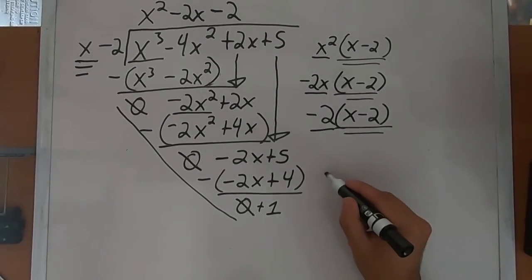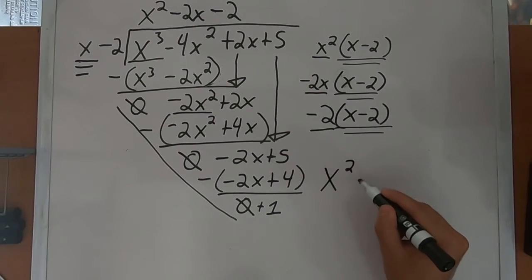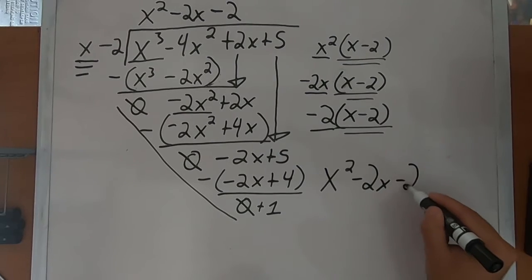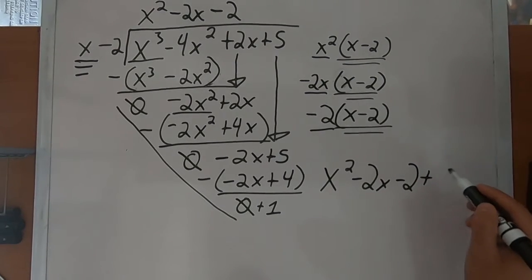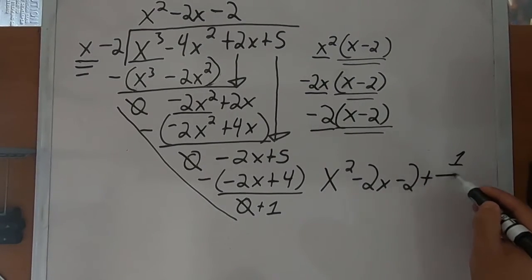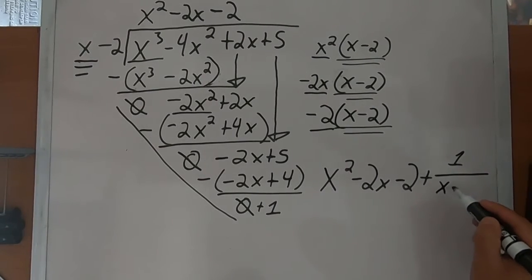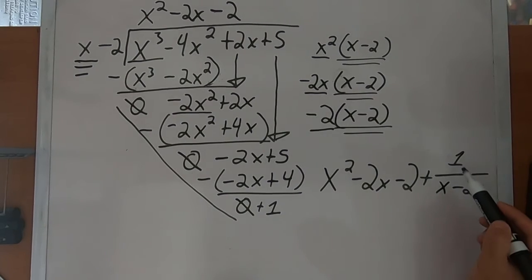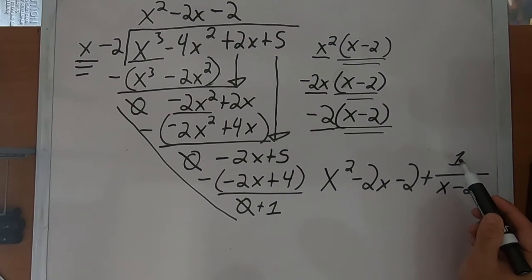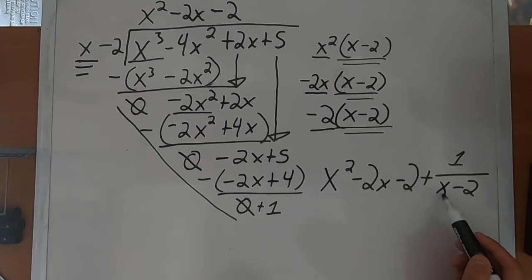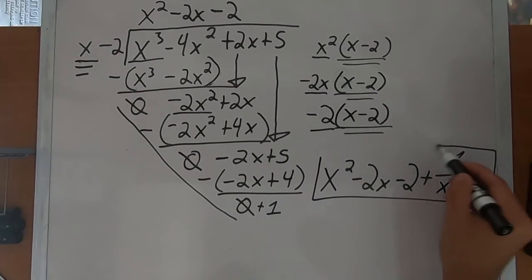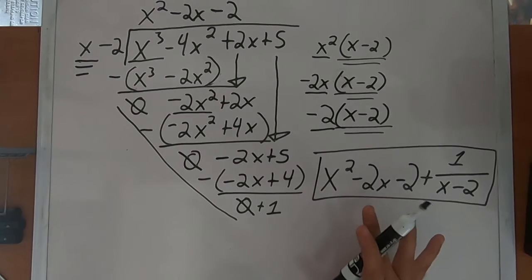So you write out your answer as x squared minus 2x minus 2 plus 1 all over x minus 2. So your remainder would go in the numerator here, and your divisor would go here. And that's how you would write down your answer. That's basically how you divide polynomials.